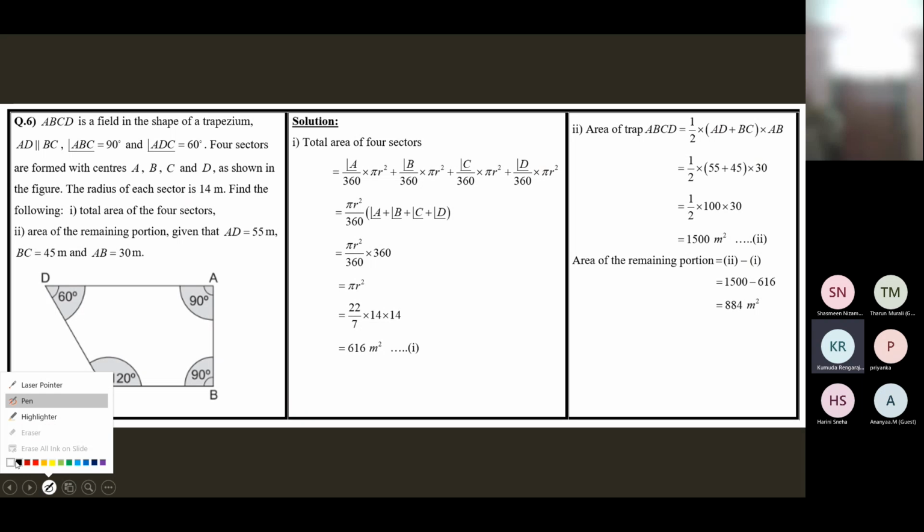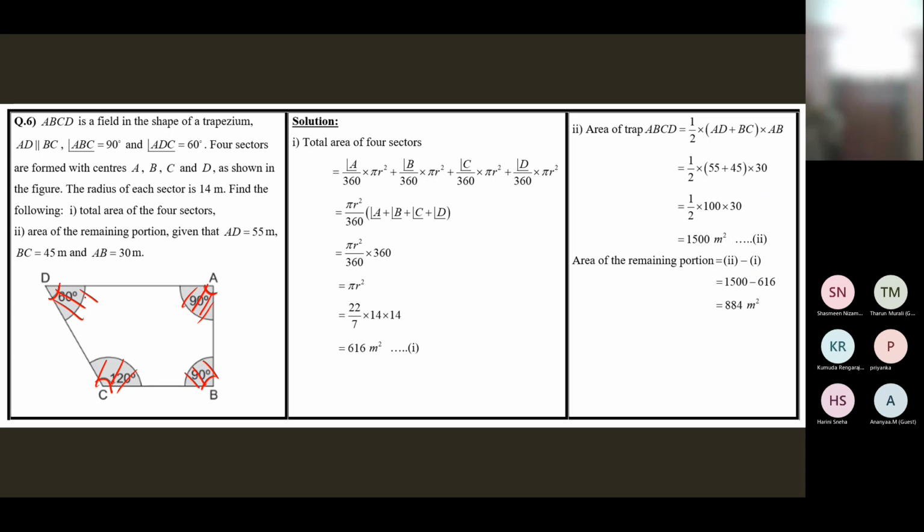Theta is angle A, angle B, angle C, and angle D. For this sector, the central angle is angle A. For this sector, the sector angle is B. For this sector, the sector angle is C. And for this sector, the sector angle is D. So angle A by 360 into pi r squared plus angle B by 360 into pi r squared plus angle C by 360 into pi r squared plus angle D by 360 into pi r squared.